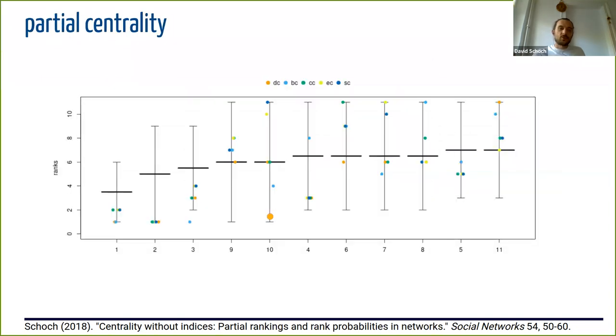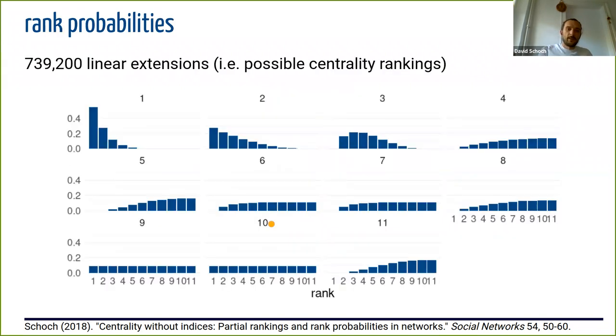Now, one could assume that the ranks of the nodes for centrality rankings appear uniformly in this interval. So say the probability for node 10 to be the most central is equal to the probability to be almost the least central. But this is not the case. From the partial order that we obtain here, neighborhood inclusion, we can actually find out how many rankings exist that fulfill this partial order.